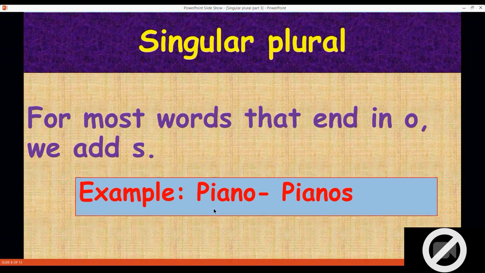For example, piano. The last letter of the word piano is O. So for most of the words, we just add an S. Piano, pianos. Okay, it's so simple. But I will explain the example. Like zoo, zoos.